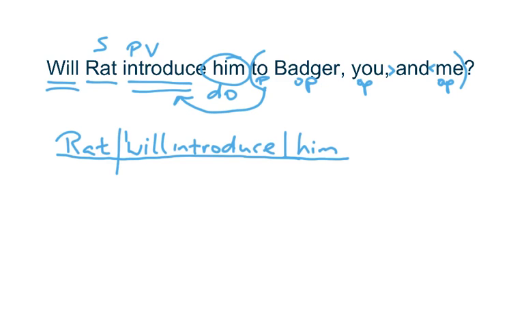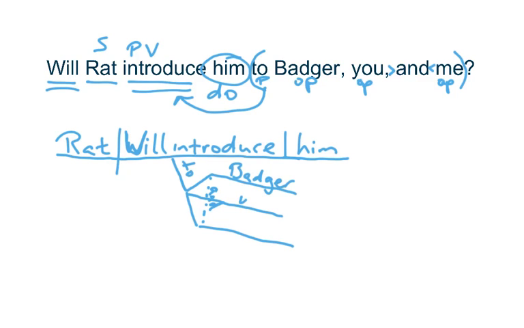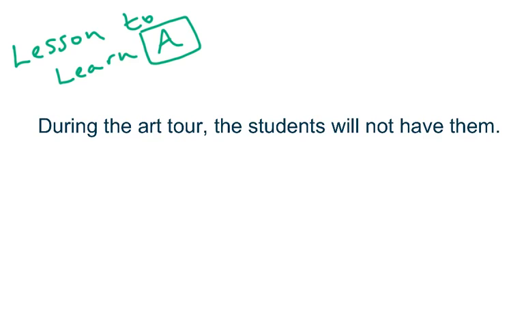Who will he? Oh, and look at that. I got to capitalize that. Will. So we will connect it over here. Oh, and we need to make a big old thingy. It's a technical term, a big old thingy. It's connected by and. Badger, you, me. All right. With the question mark at the end, there's how we deal with our compound object of the preposition. Let's look at lesson to learn A.